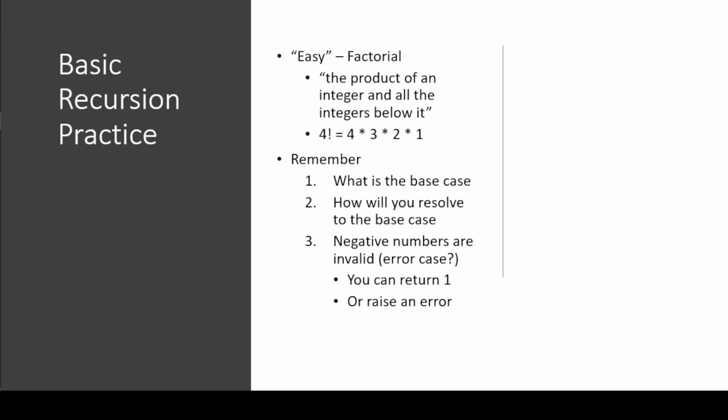So factorial of 0 is going to be 1. Factorial of negative 45 is going to be 1, because we'll just assume that we will never get negative numbers. Now, if we do, we could raise an error. We could say this is invalid. But again, for our purposes, we're just going to assume 1, and people won't give us negative numbers.